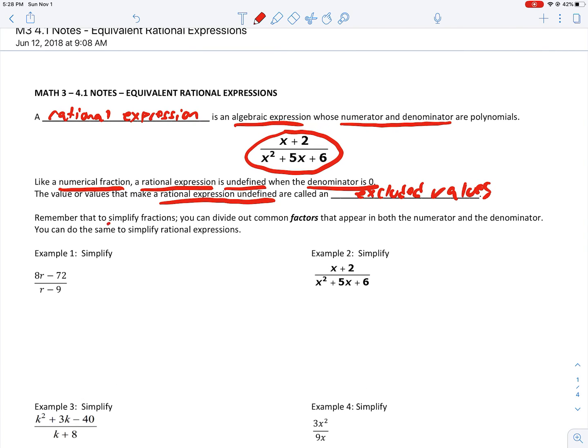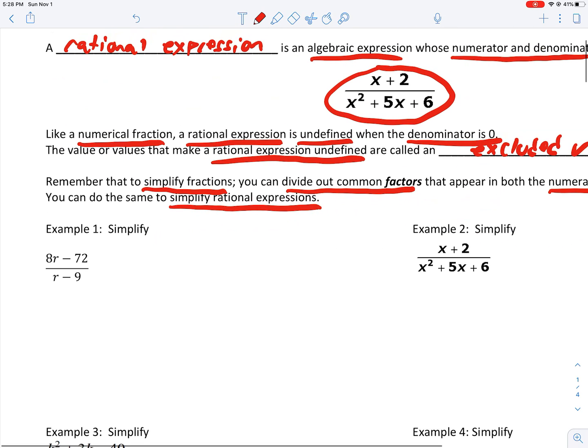So remember, to simplify fractions, you can divide out common factors that appear in both the numerator and denominator. You can do the same thing when you're simplifying rational expressions. So there's going to be a lot of factoring in this unit so that we can reduce common factors. So first thing is, what makes your denominator equal to 0? We want to worry about that.